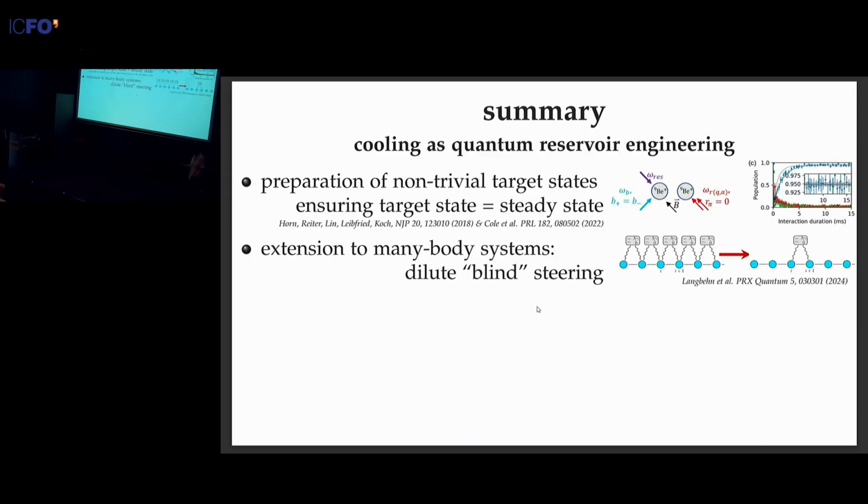Okay, and with this I summarize. So I showed you that we should think of cooling as quantum reservoir engineering, really in the quantum engineering perspective, starting with this small scale example of trapped ions, where by choosing the proper external fields, we could ensure that the target state really is equal to the steady state. And then I discussed extensions to many-body systems, where we looked at blind steering, which works only for specific Hamiltonians, but if it works, it's super efficient.